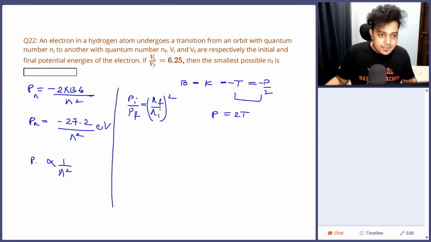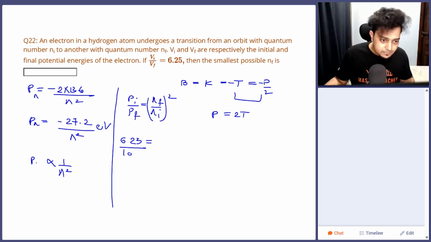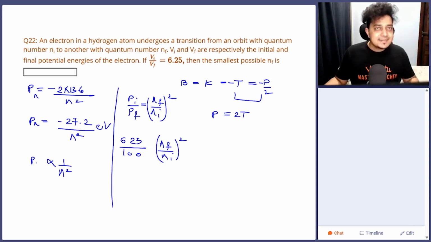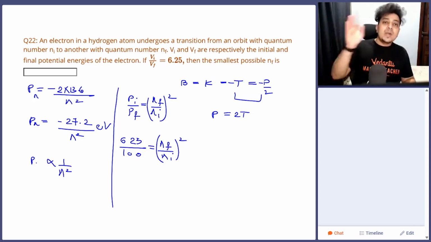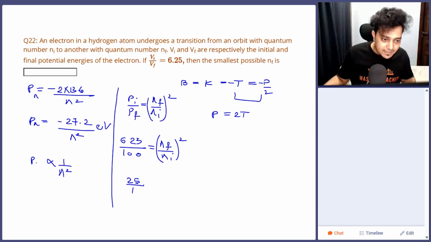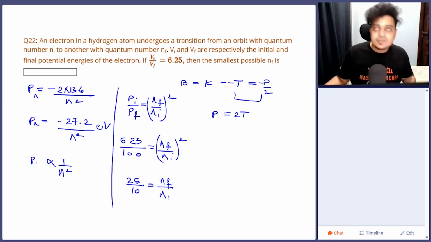The letters used are different, but we have the answer for the ratio, which is 6.25. We can write it as 625 upon 100 also. That is equal to n final upon n initial, the whole square. Now, can we take square root on both sides? Yes. If I take square root on both sides, this will be 25 upon 10, equal to n final upon n initial.